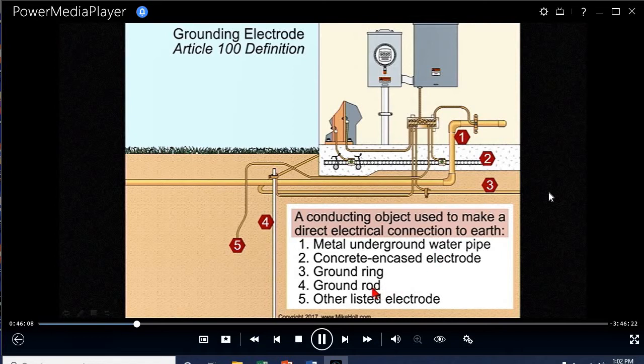Some ground rods, that's number 4. And then other listed electrode. These are manufactured electrodes. I don't want to get into the details, but there are other types of electrodes which we'll talk about when we get into 250.50 and 52 and 53. So that's our connection to the earth. Earth doesn't come with terminals. We've got to put something in there so we can connect that wire to it.